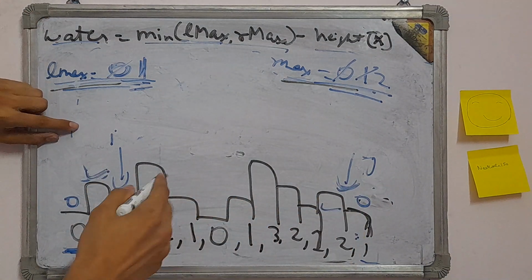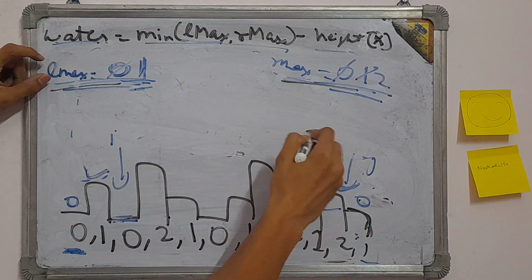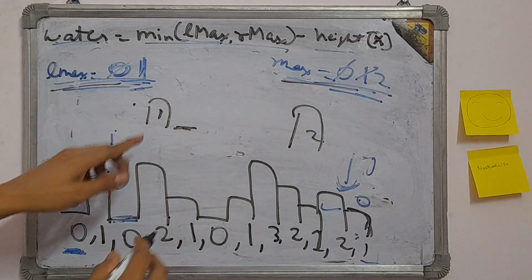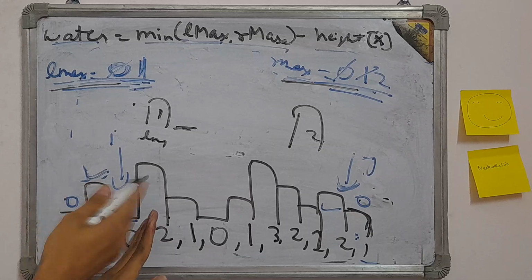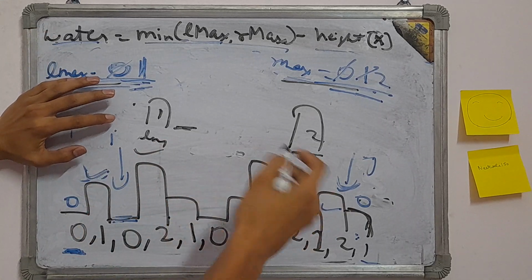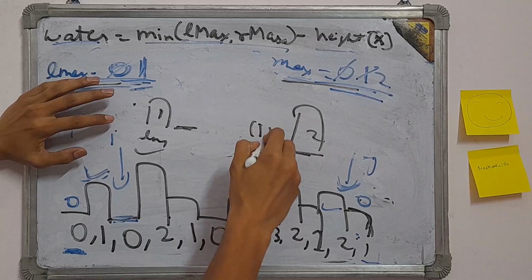Okay, so first of all, take the smaller wall case. This is 2 and this is 1, and we are here right now. We know this is L max because there is nothing greater than this on the left. That's for sure. This is right, but we are not sure about this. So what if we get a smaller value? Let's say we get 1.